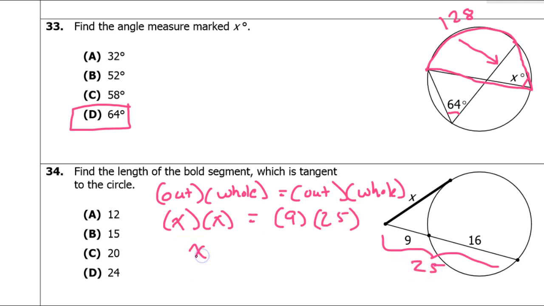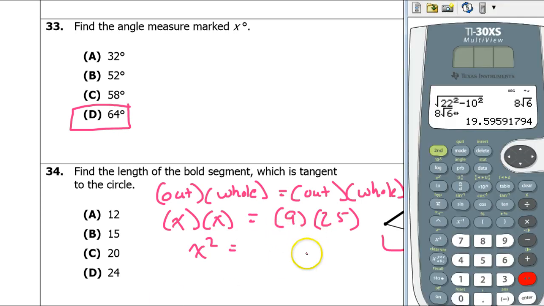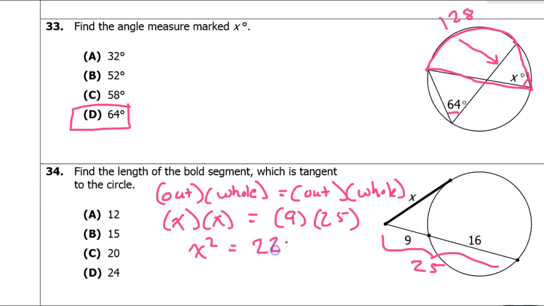Okay, so that's X squared is equal to whatever 9 times 25 is. Okay, and then of course you have to take the square root, and that is 15. So the answer is B.